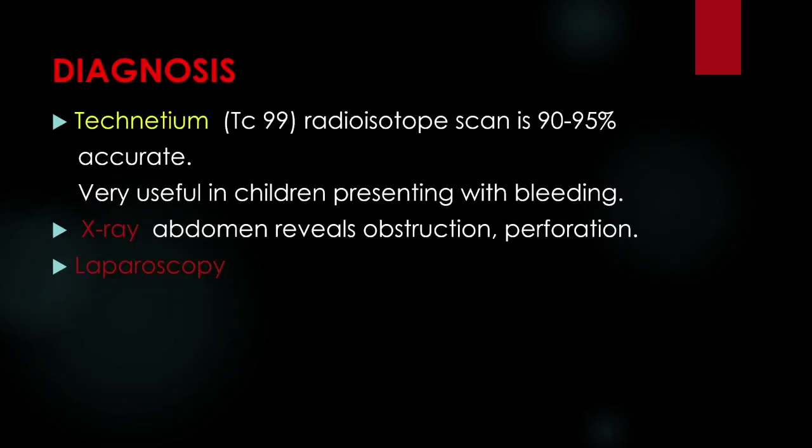How will you diagnose the case of Meckel's diverticulum? Usually it is an incidental finding. Technetium-99 radioisotope scan is 90 to 95% accurate. It is very useful in children presenting with bleeding. X-ray abdomen reveals obstruction or perforation. In case of obstruction, in X-ray we can see air fluid levels. In case of perforation, we will see air under the diaphragm. And through laparoscopy also we can diagnose the Meckel's diverticulum.